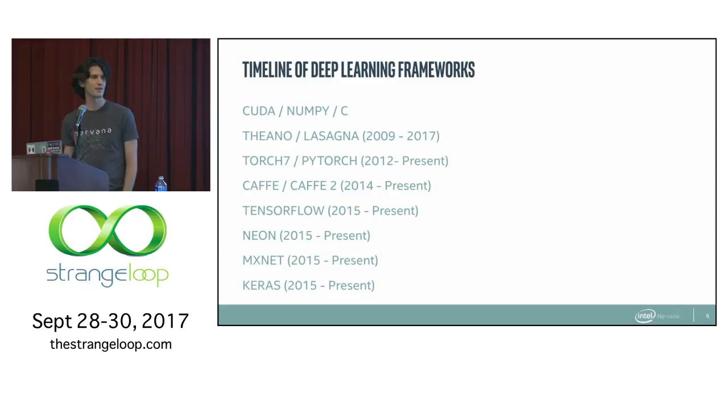Now we have frameworks on top of frameworks. One of the easiest ways to get started with deep learning is to use a front-end framework such as Keras. You can download that and literally get started training a recurrent neural network in just a few lines of code. Of course, there are a lot of other frameworks that I haven't mentioned here.